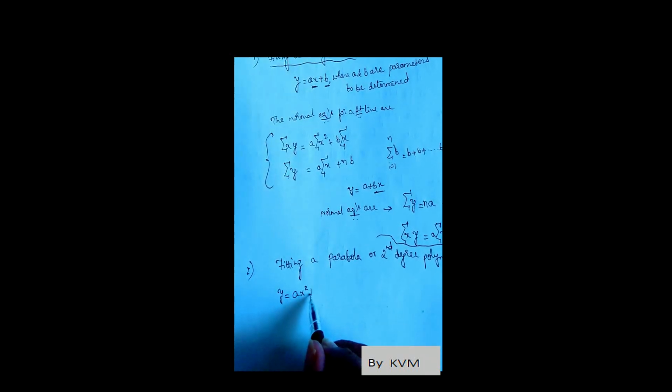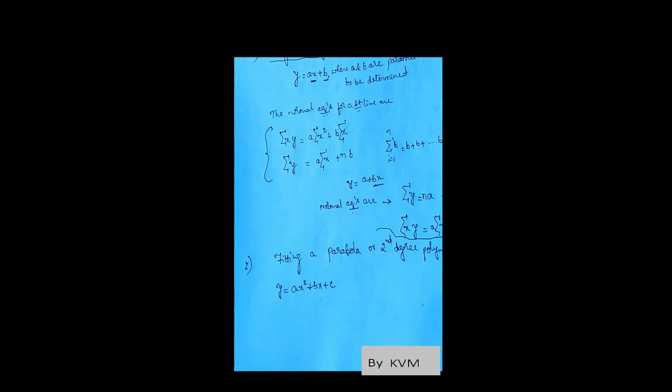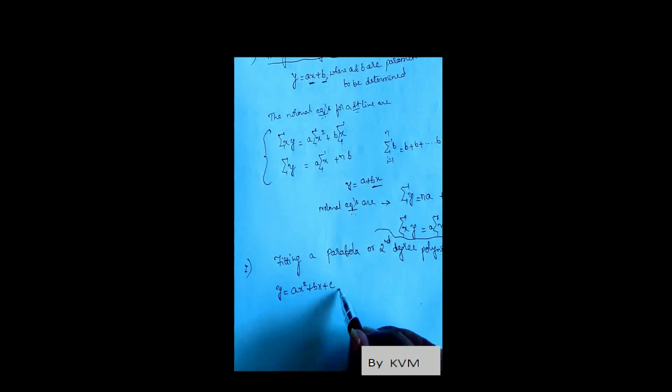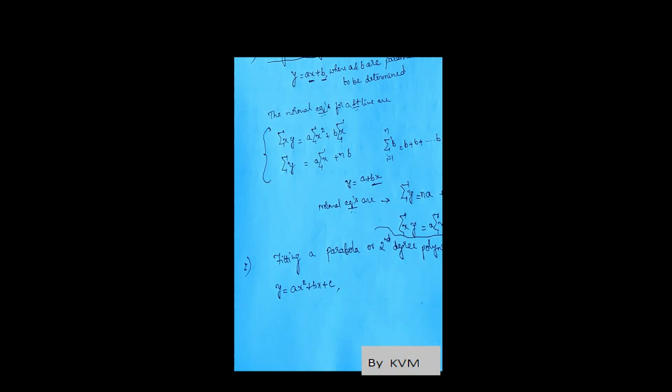Now we have to fit a parabola or second degree polynomial for the given data, which is the curve of best fit. The parabola will be in the form of y equals ax square plus bx plus c. Here also we have to apply the same procedure. In order to find the parameters a, b and c, we have to write the normal equations, where a, b and c are parameters to be determined.